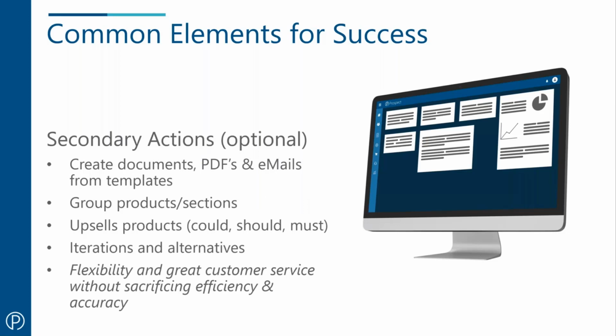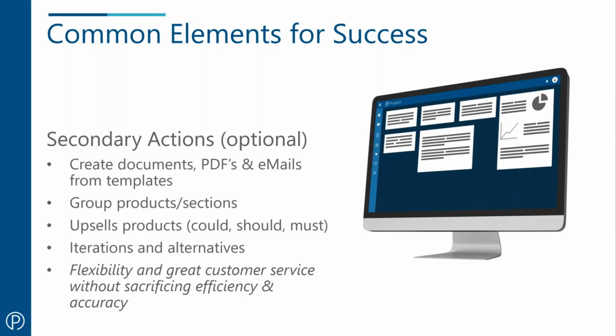And then there was a whole load of secondary actions, things that are important for some or other types of quoting. So actually being able to create documents from those, create PDFs, create emails, use templates to do those to speed up. So we can maybe personalize but speed them up by using templates. We might, on some of the more complex quotes, want to be able to group products and sections together. We might want to be able to do upsells so that we can sell the things that people could buy instead, or should buy to go with this, or must buy to go with this thing. And we might need to be able to do multiple iterations and alternatives.